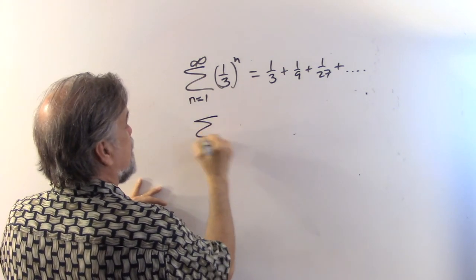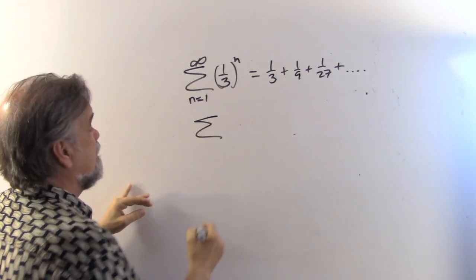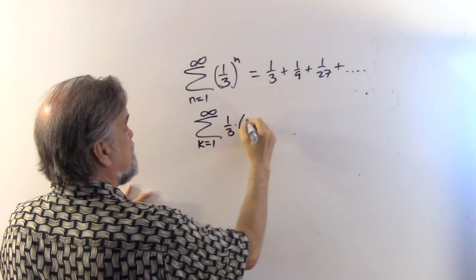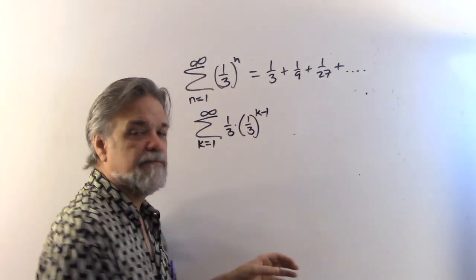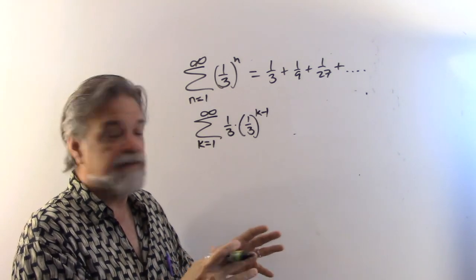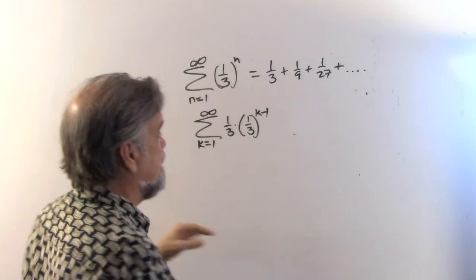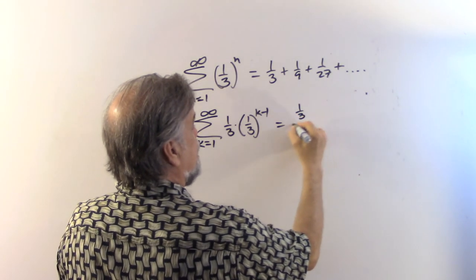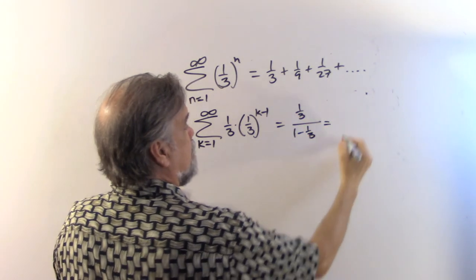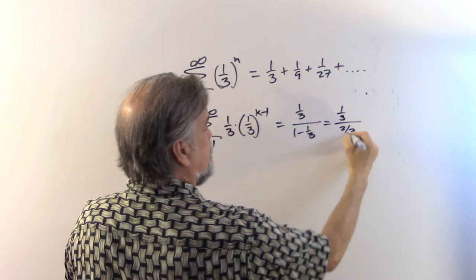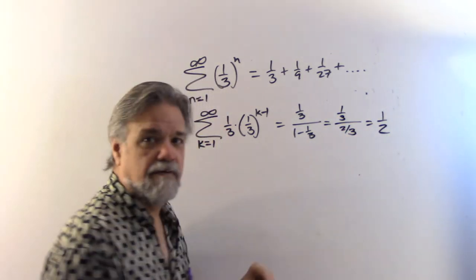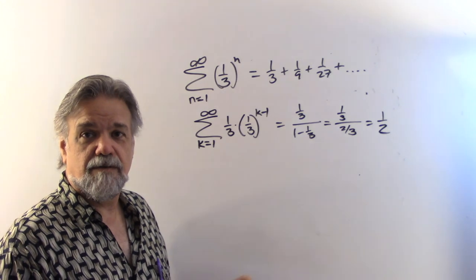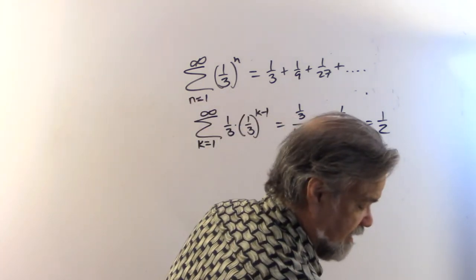So what I'm going to do is rewrite this. I'm going to say this is going from k equals 1 to infinity of 1/3 times 1/3 to the k minus 1. The only reason I'm doing this is that I want to put it in terms that I'm familiar with. I want to write it out like it's a geometric series. And now I know what to do, because this is going to be a1 over 1 minus r. So it's going to be 1/3 over 1 minus 1/3. Well, that's 1/3 over 2/3, and that's just 1/2. What do you know? If I take all the powers of 1/3 and I add them up together, I get 1/2. Cool.